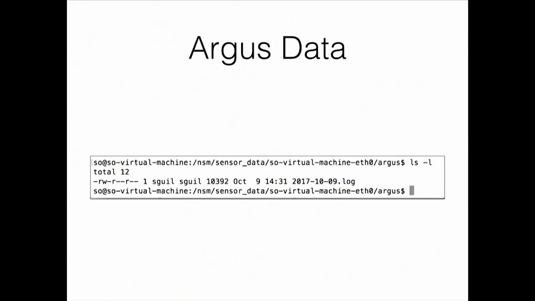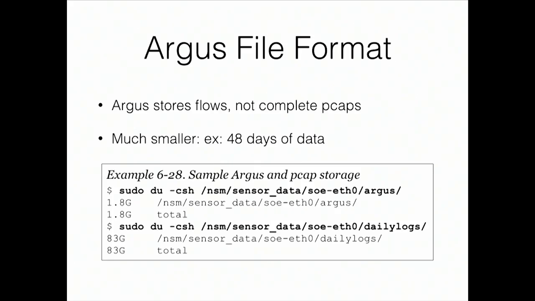All right, so Argus data is in this binary format. You can go to where it lives, which is here: NSM sensor data, then the name of your machine, the name of your interface, and Argus. And if you look in there, you'll find a log file with the date and the log. And it's not very big. This one's only 10 kilobytes. And that's the point of NetFlow data or session data. You don't store the whole packets, you store some summary line.